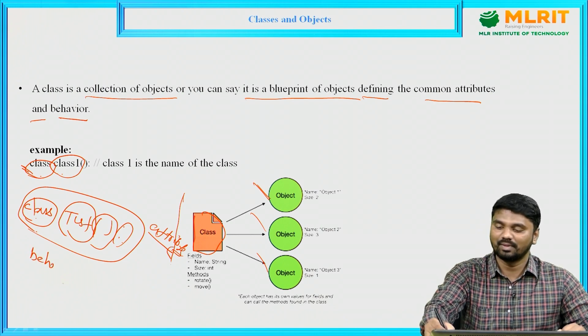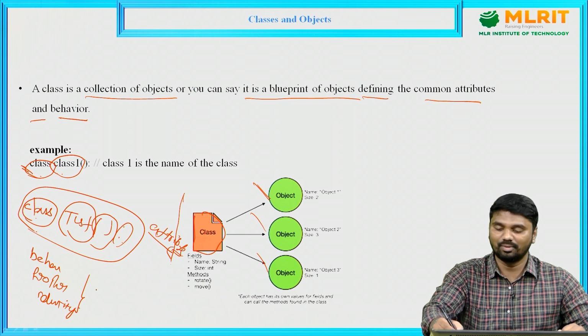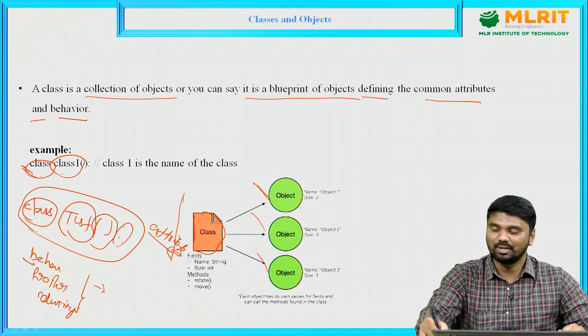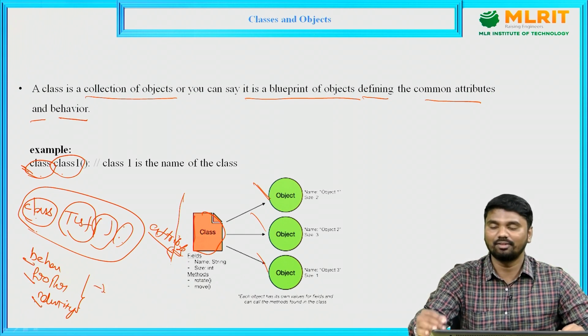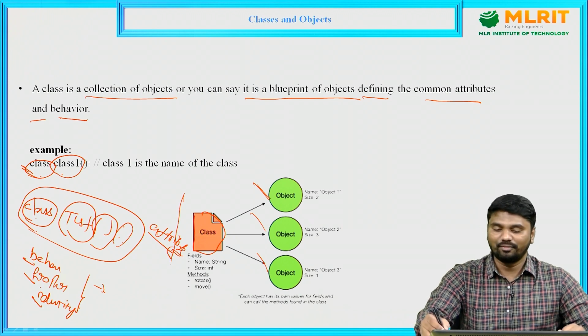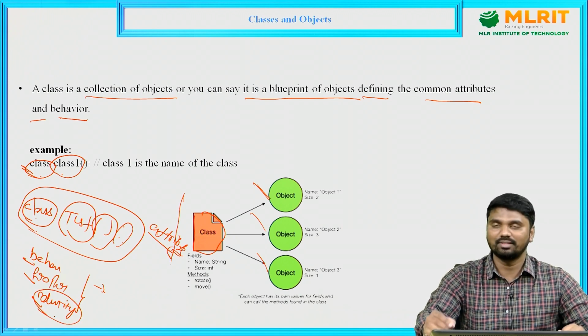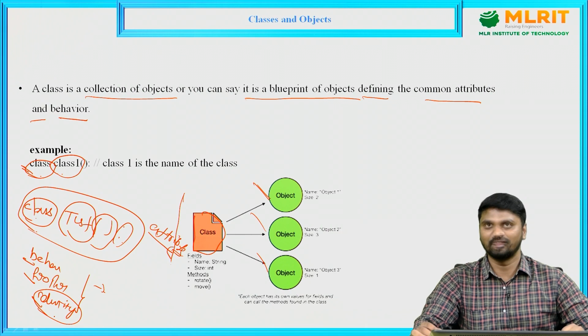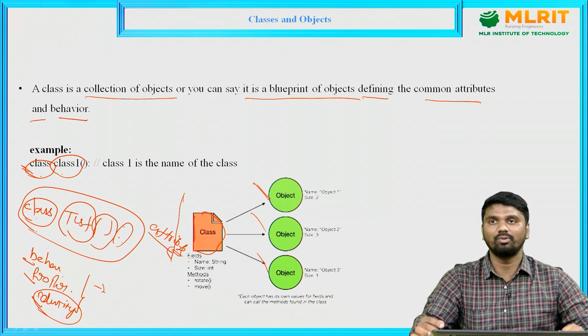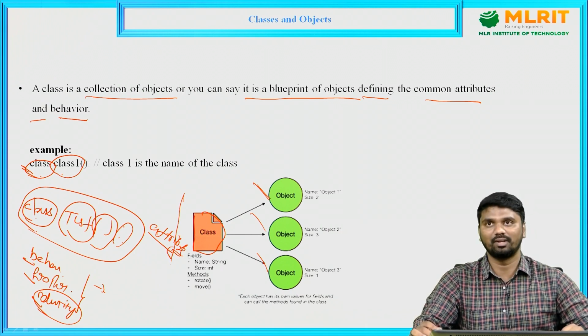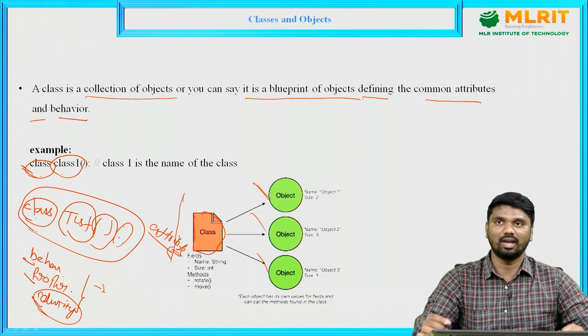Behavior, then property, and then identity. These are the three main things about the object. First is behavior, second is property, and third is identity. For each and every object, a unique identity is considered. Now, how can we represent the behavior and property of an application? By using an object.